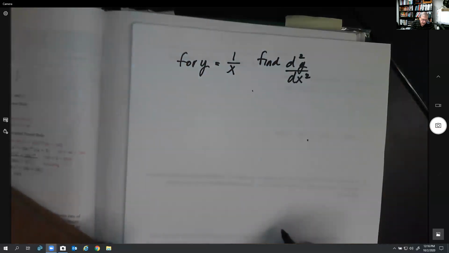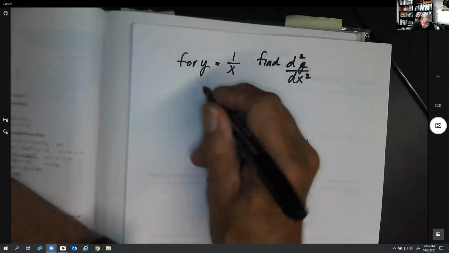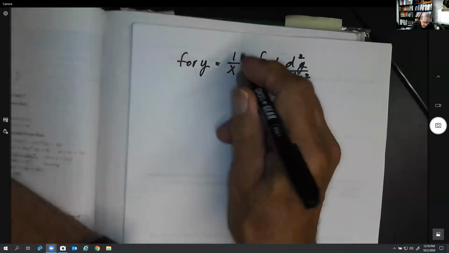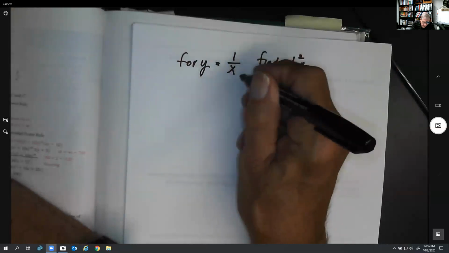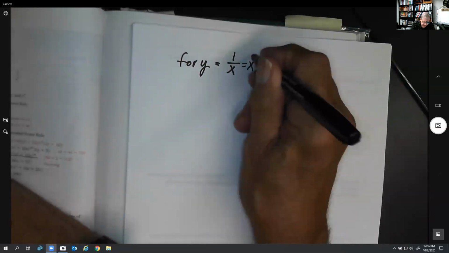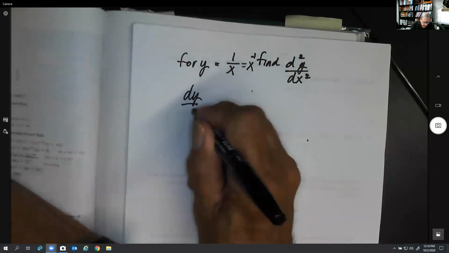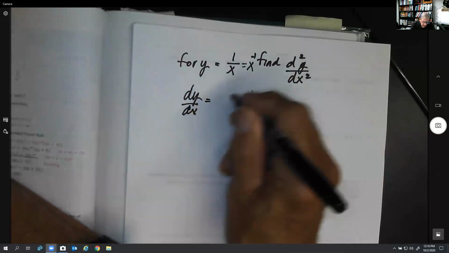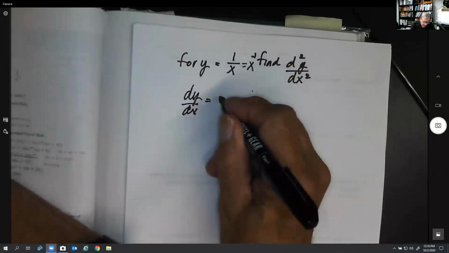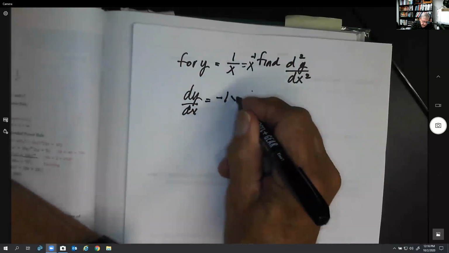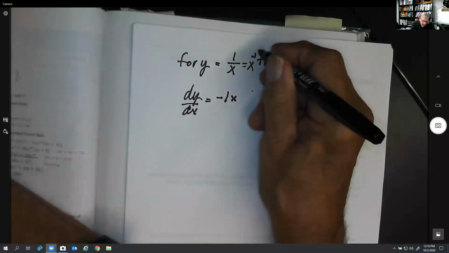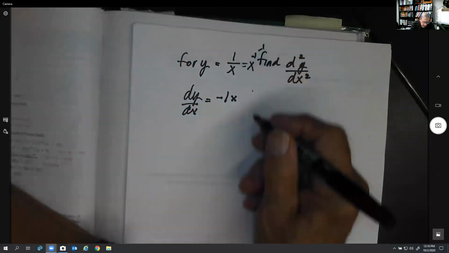Find the second derivative. So we could write this as, first of all, let's bring this up to the top. We don't want it written this way, so let's write this as x to the negative 1. So the first derivative, using Leibniz notation, would be this symbol. And what would that be? That would be negative 1 x to the negative 1 minus 1, which would be negative 2.